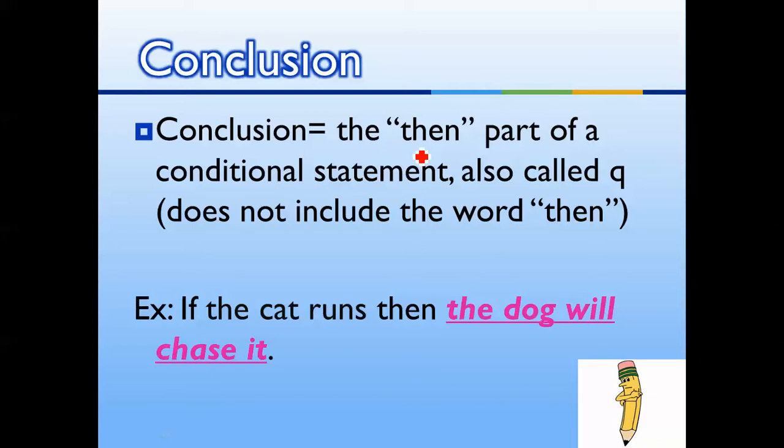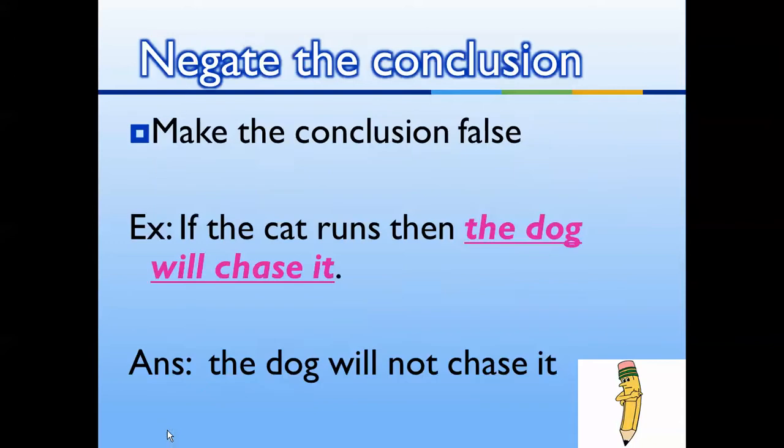Our conclusion is the then part. We also call it Q, and it does not include the word then. So we find the word then, and then we look to the right of it. So our conclusion is the dog will chase it. Again, to negate the conclusion means to make it false or to add the word not. So instead of the dog will chase it, it's the dog will not chase it.